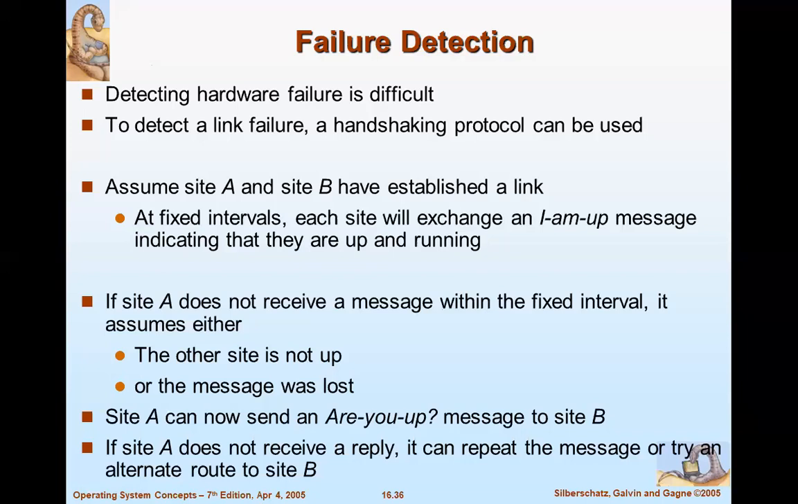Assume site A and site B have established a link. At a fixed interval, each site will exchange an "I am up" message indicating that they are up and running. This is a kind of broadcast message in which the system informs its other counterparts involved in this distributed system or network that it is available.